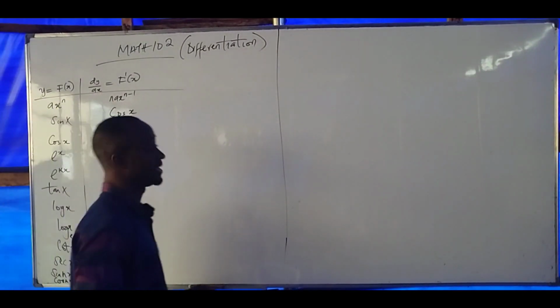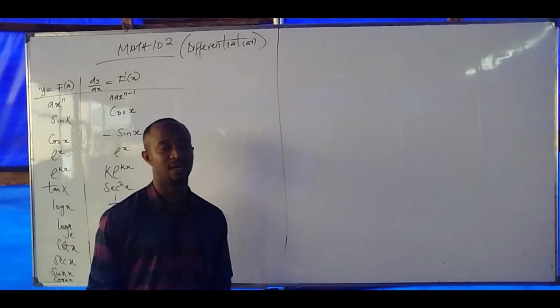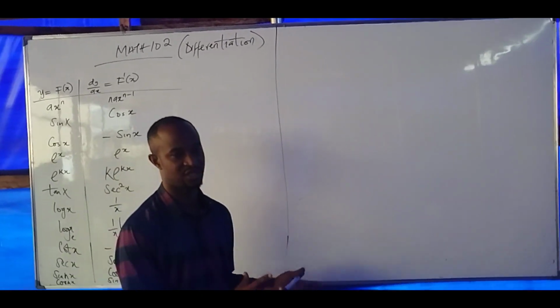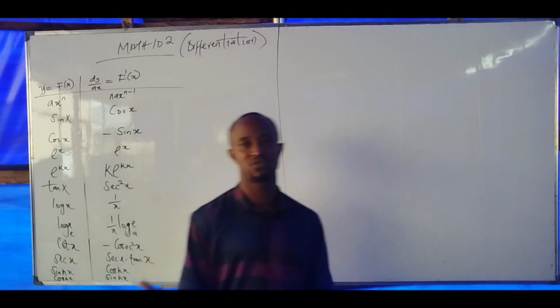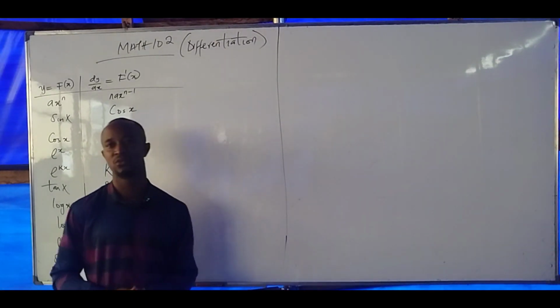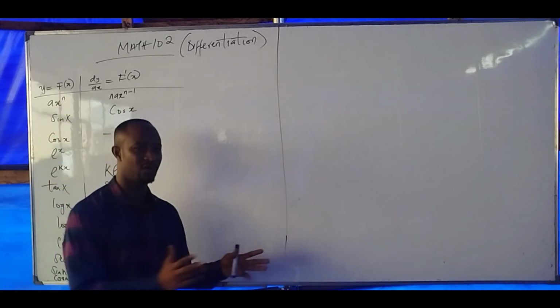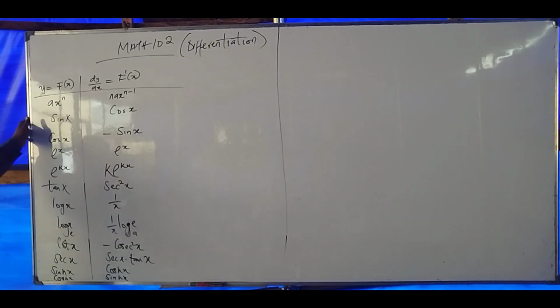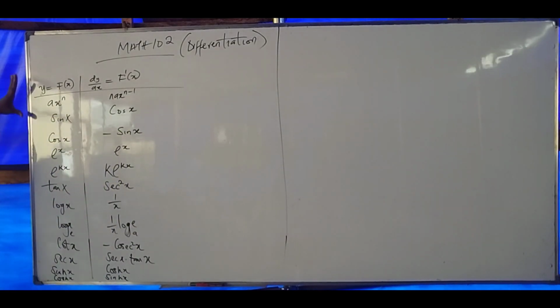Okay, in today's class, we'll be looking at differentiation, all right? And we shall be looking at the other aspect of differentiation. In our last class, we looked extensively at other methods of differentiation: the power rule, the quotient rule, the product rule, the implicit function, and so many other functions we considered. So today we shall be looking at other aspects.